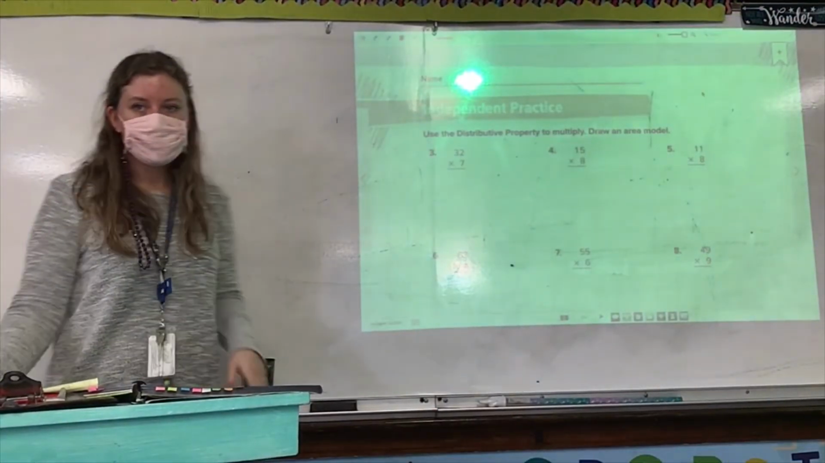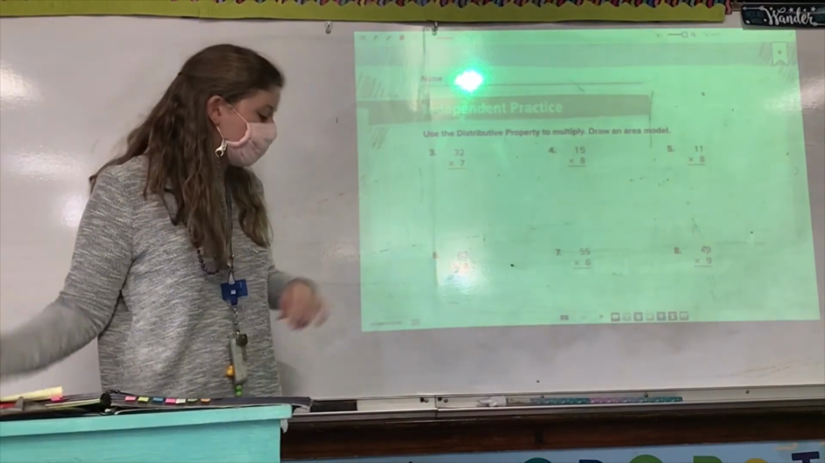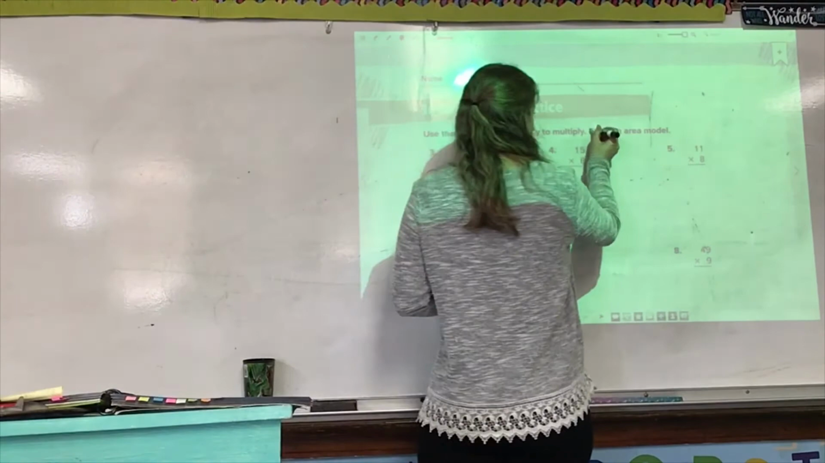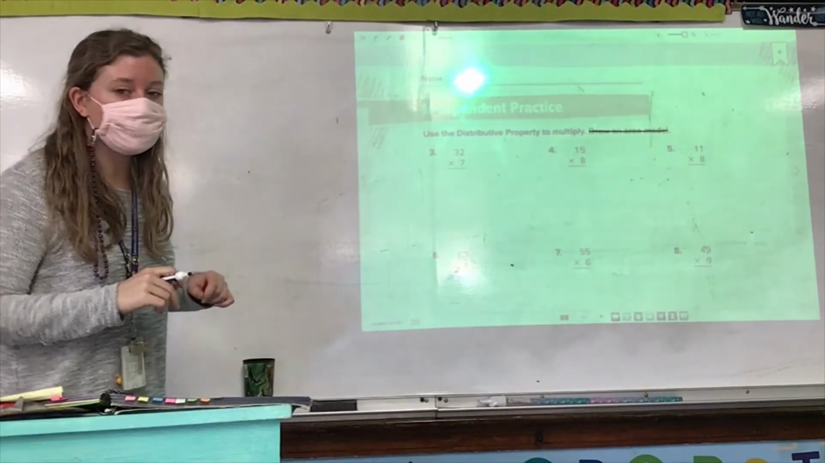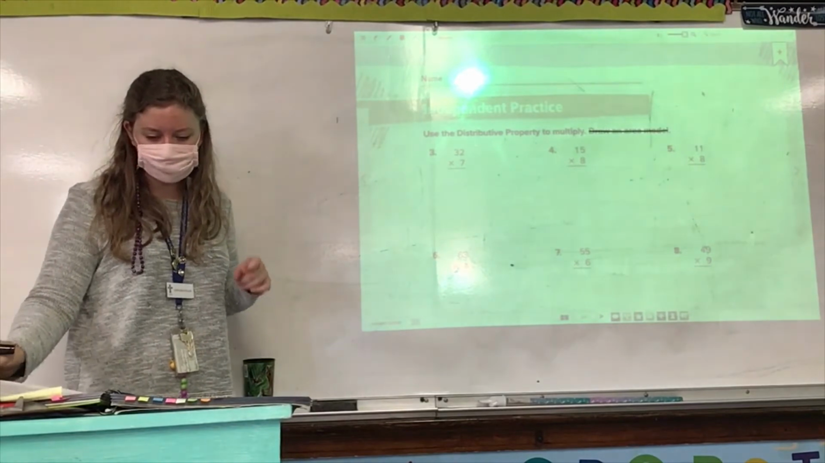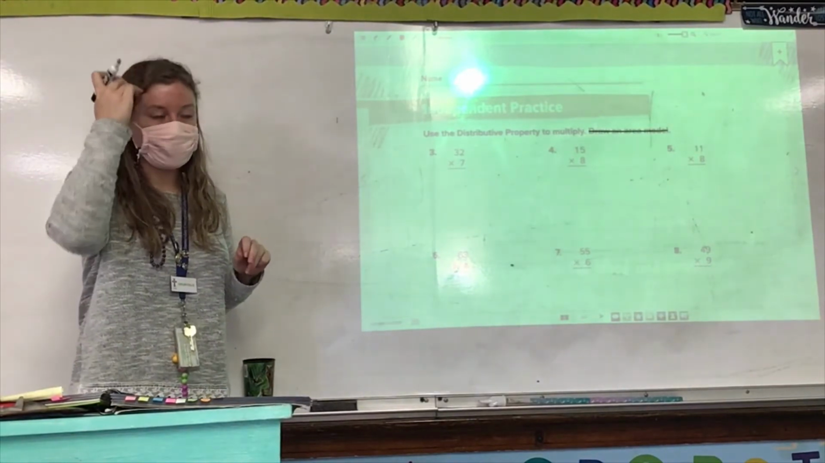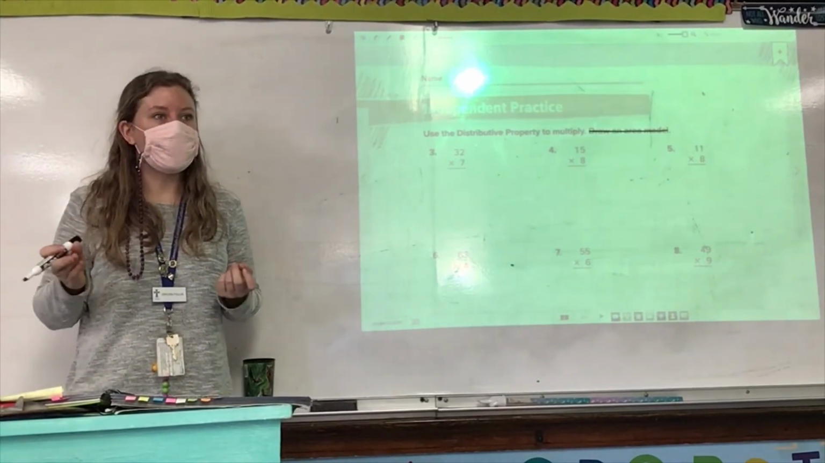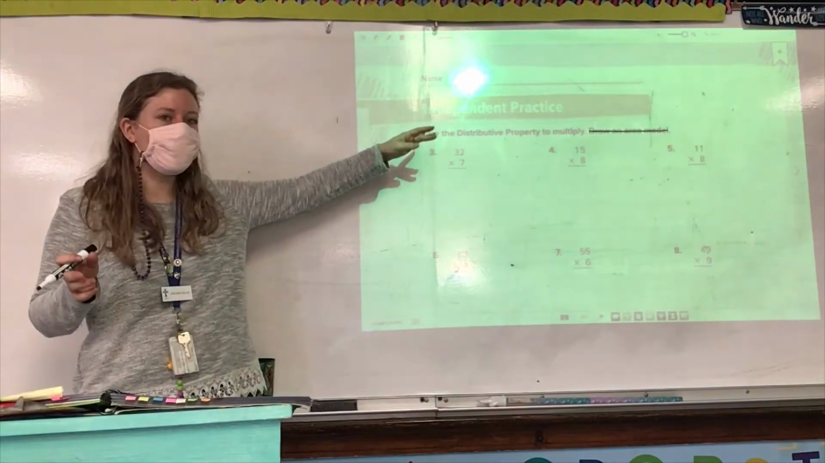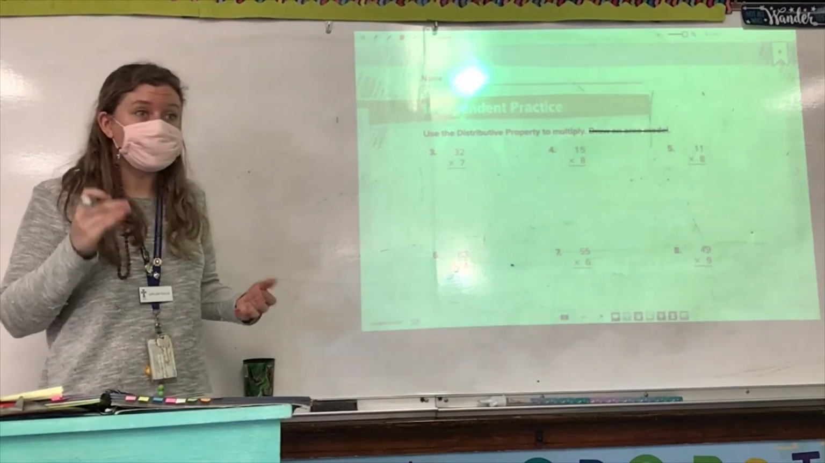Okay. So now we're doing number 3. It says use the distributive property to multiply. Draw an area model. You do not have to draw an area model unless you would like to check. We are past that for now. So we're just using the distributive property. Area models and distributive property are the same thing, but distributive property, the pencil and paper way, is a little quicker. But they are the same exact thing.